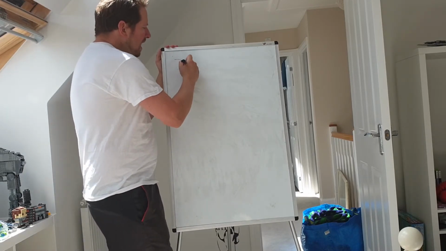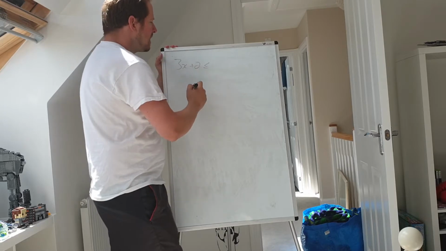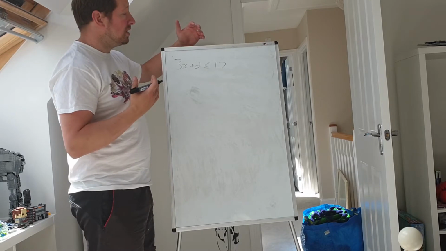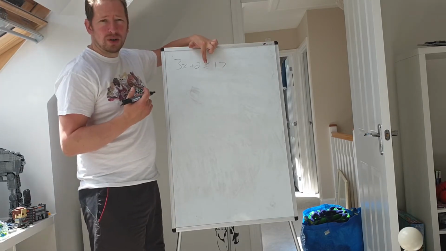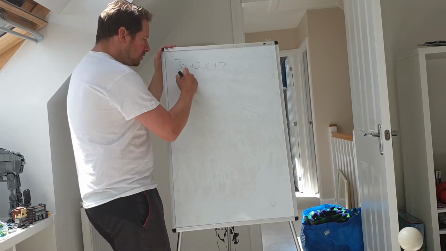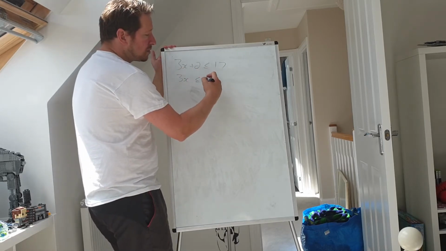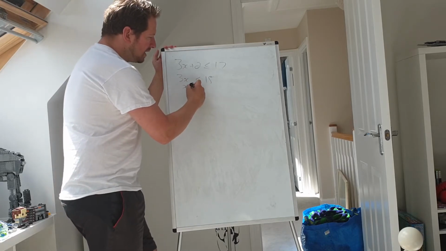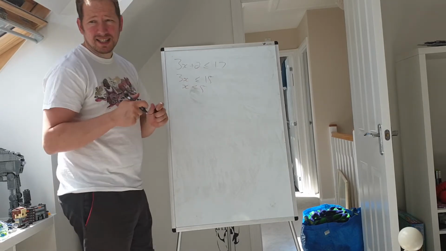If I had 3x plus 2 is less than or equal to 17, we just solve it like we would a normal equation. Forget the fact this is an inequality, just treat it as an equals. The first thing we do is we get rid of the plus 2. So we've got 3x is less than or equal to 15. Divide by 3 to get x is less than or equal to 5. It really is that simple.